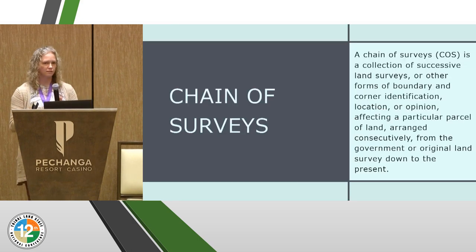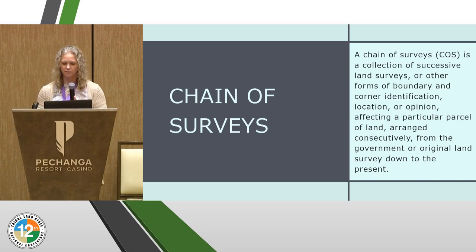The next type of product that is available is the chain of surveys. The chain of surveys is a collection of successive land surveys or other forms of boundary or corner identification. It goes back to the government, the original land conveyance, the original patent from the government. The primary purpose of the certificate is to compile all the records of all the survey documents related to the area of the conveyance, and to develop an opinion based upon the analysis of all of those survey documents.